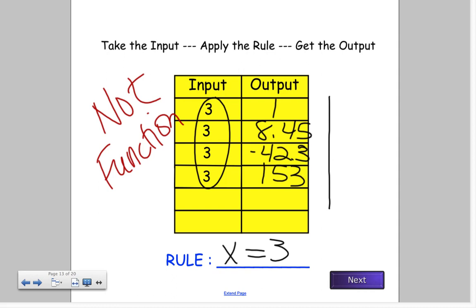So again, the definition of a function is that for every x, there is only one y. And the easiest way to tell if a table is a function or not is to go to the input, or the x, and ask yourself, does it repeat? If it does, you're good to go. Okay?